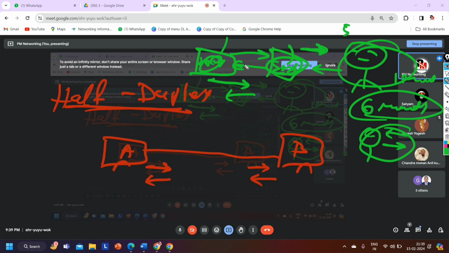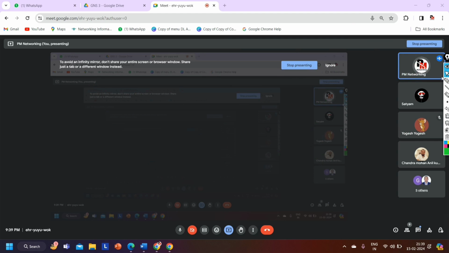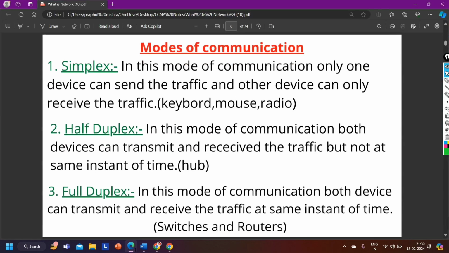So half duplex is not one-way communication. Half duplex is two-way communication, but not at the same instant of time. In the definition also, guys, after class please must read these notes. Simplex is clear, half duplex: in this mode of communication, both devices can transmit and receive the traffic, but not at the same instant of time. An example of half duplex can be what?